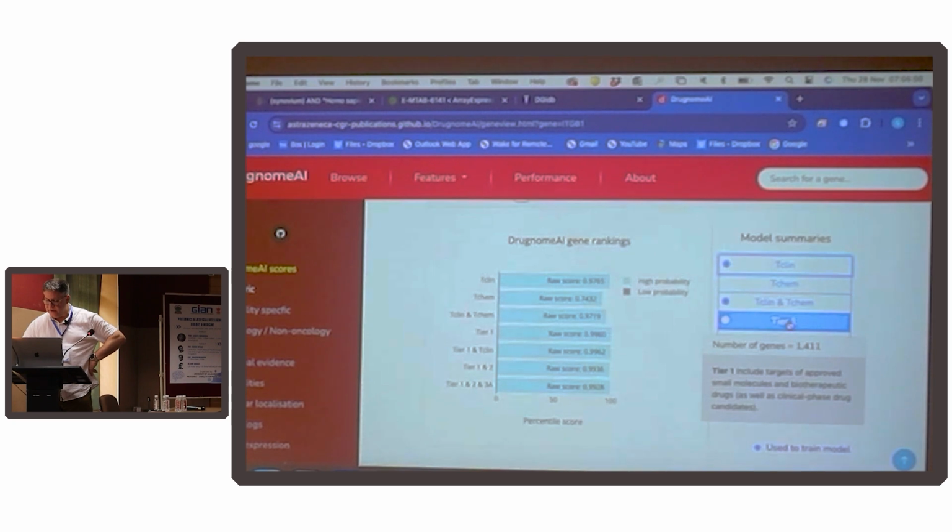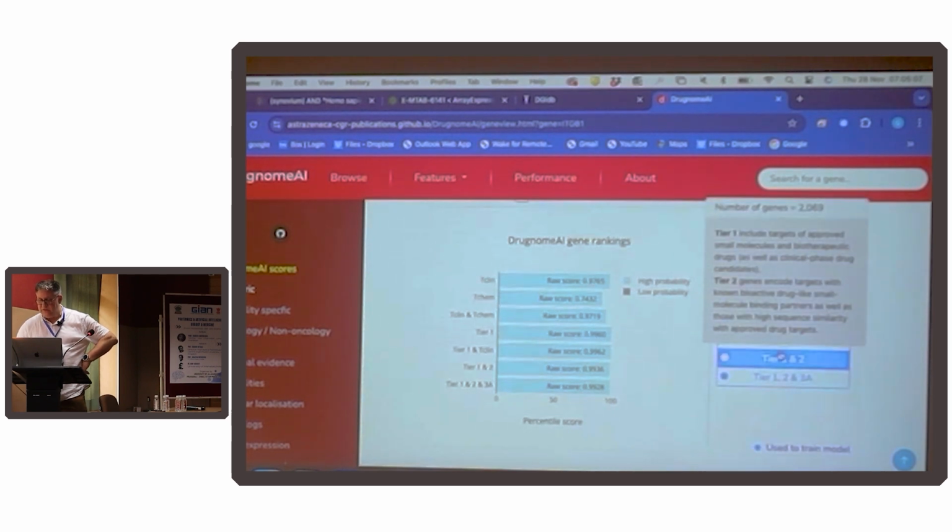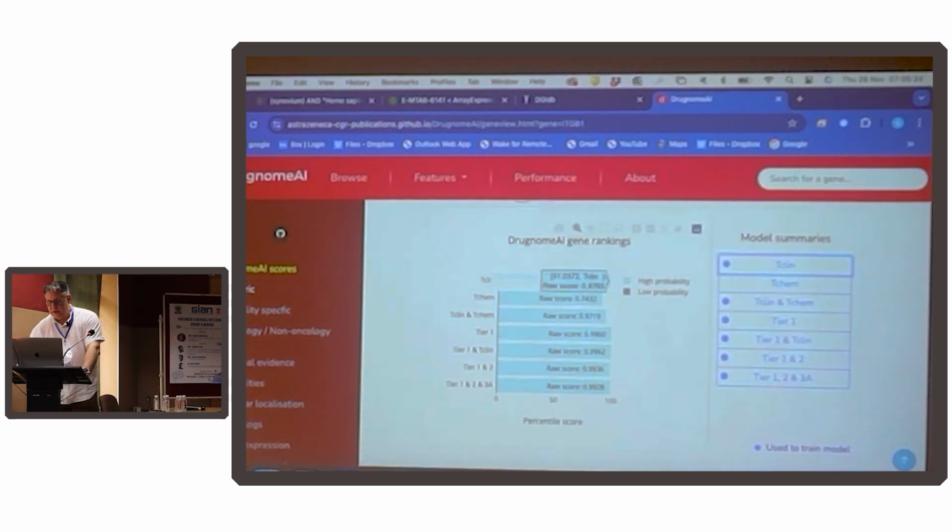Tier 1 is targets approved for biotherapeutic use, and Tier 2 genes that encode targets with known bioactive drug-like properties. So you see, as you go up the tiers, they're more likely to be clinically approved drugs. But this is scoring pretty well with high probabilities across all those criteria. So that's making this look very suitable as a potential drug target.